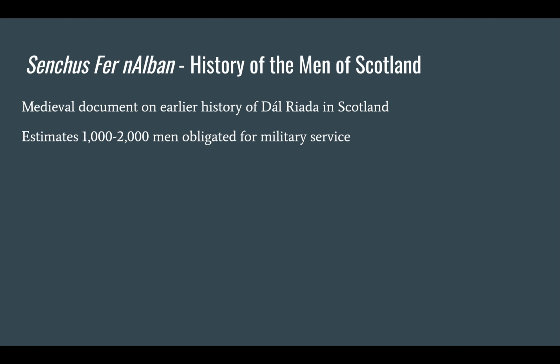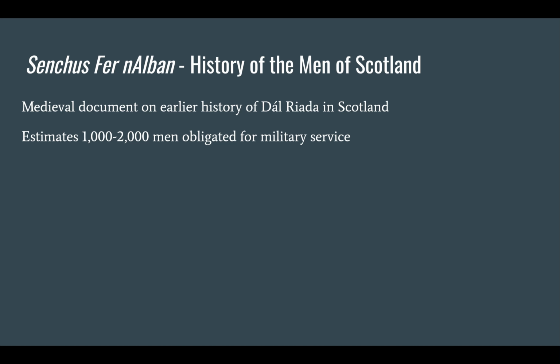However, I also think we have a problem moving in the opposite direction, where some law codes can create a situation where armies appear overly large. So we can switch over to talk about a historical text about early Dalriadic Scotland called Senchus Fer nAlban, or the history of the men of Scotland, which talks about, at one point, the obligations of military service for the different sub-kingdoms within Dalriada.